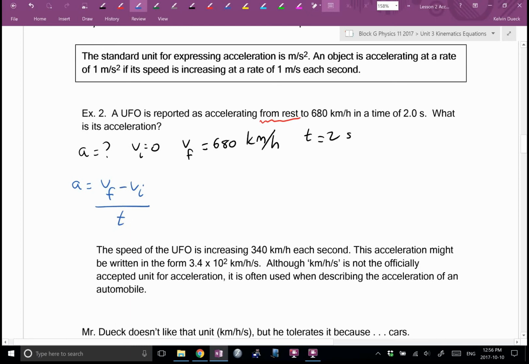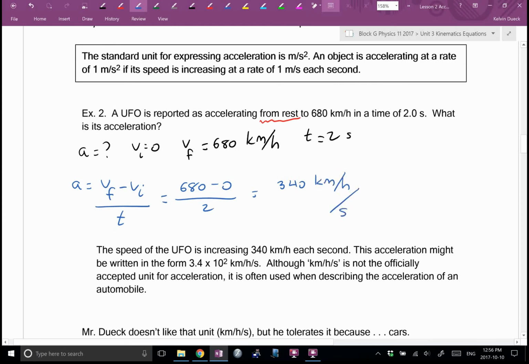I'm dropping the vector symbols because this question hasn't given us a north or a south or anything, so I'm being a bit sloppy here. Really, I should say, what is the magnitude of its acceleration? That's all we're finding, because I don't know enough to say the direction. We're going to get 680 minus 0 divided by 2, which I can do in my head as well. 680 divided by 2, I get 340 kilometers per hour per second.